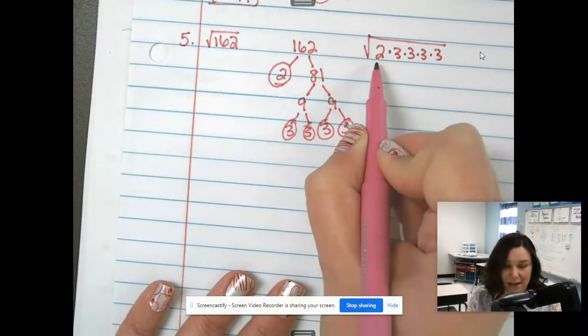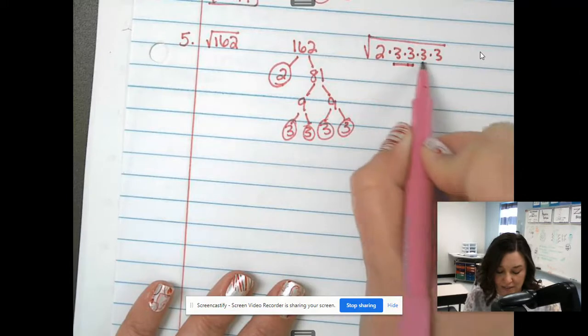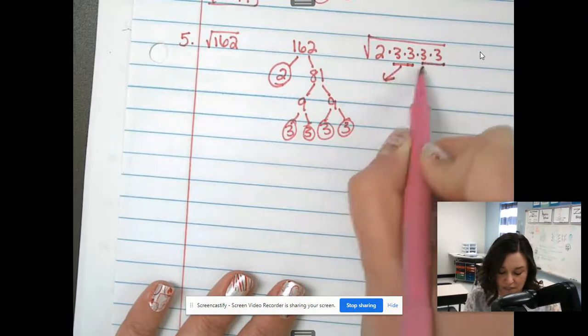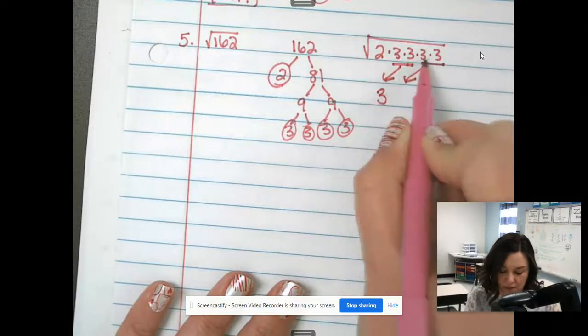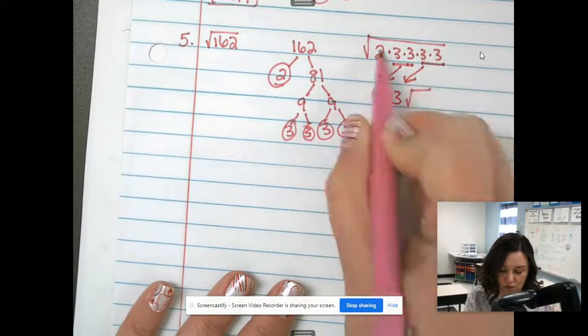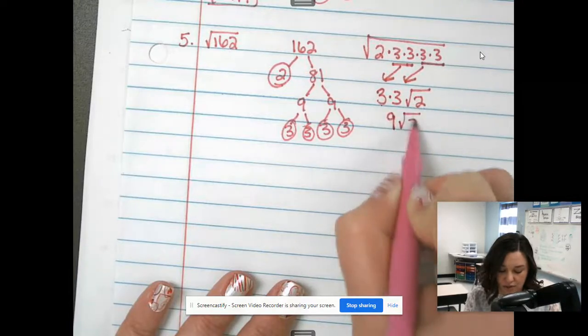2 does not have a match, so he has to stay at the singles mingle. 3 times 3 is 9, and 3 times 3 is 9. So those 2 pairs of 3s go out front. So these 2 become 1, and these 2 become 1. And the 2 is left under there. So 3 times 3 is 9, and the answer is 9 square root of 2.